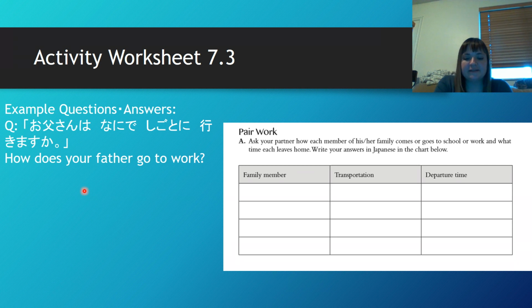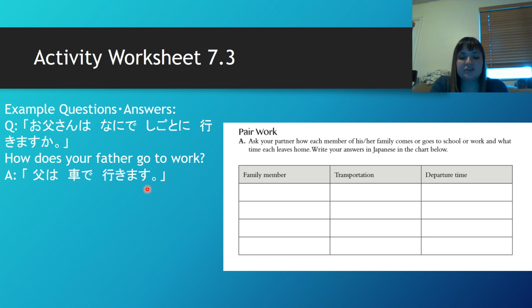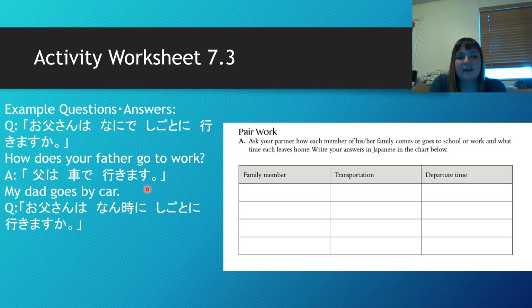If you were to answer, this would be one way you'd probably answer. Remember, we say chichi if we're talking about our own father. Chichi wa kuruma de ikimasu. I'd like you to use as much kanji as you can, if possible, and if not, at least make sure you're writing in hiragana. That means my dad goes by car. Our second question is going to be asking what time they go.